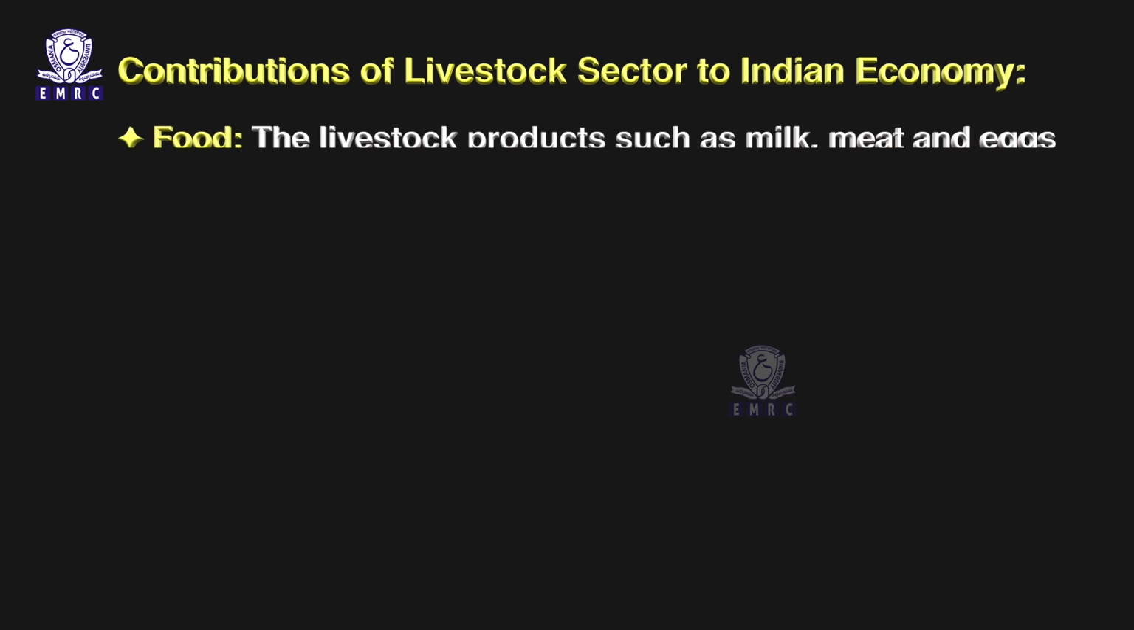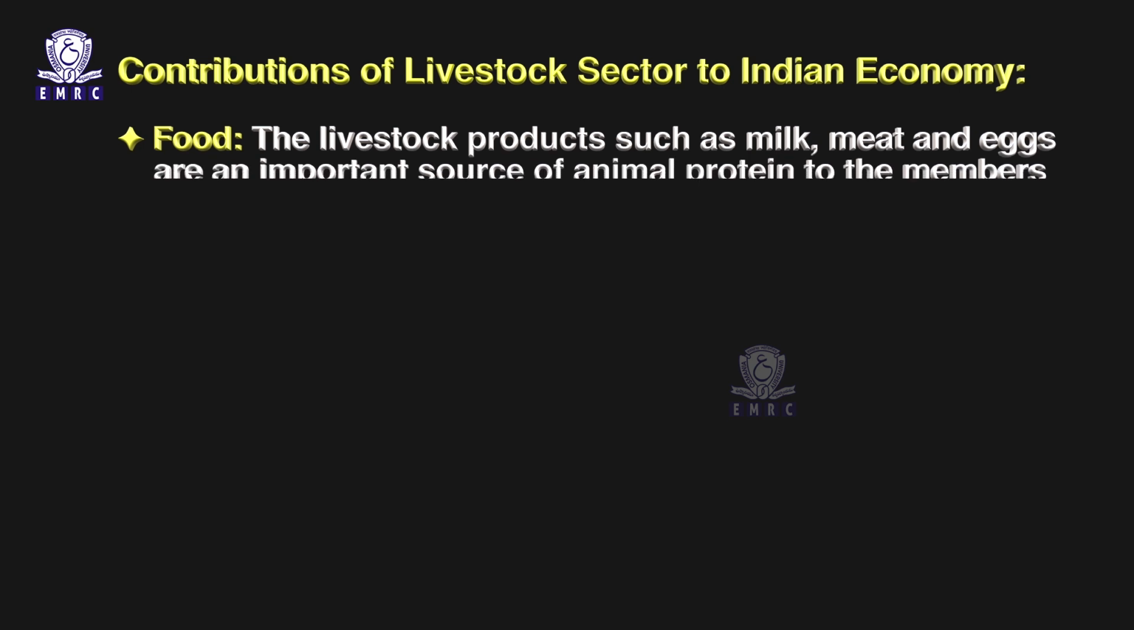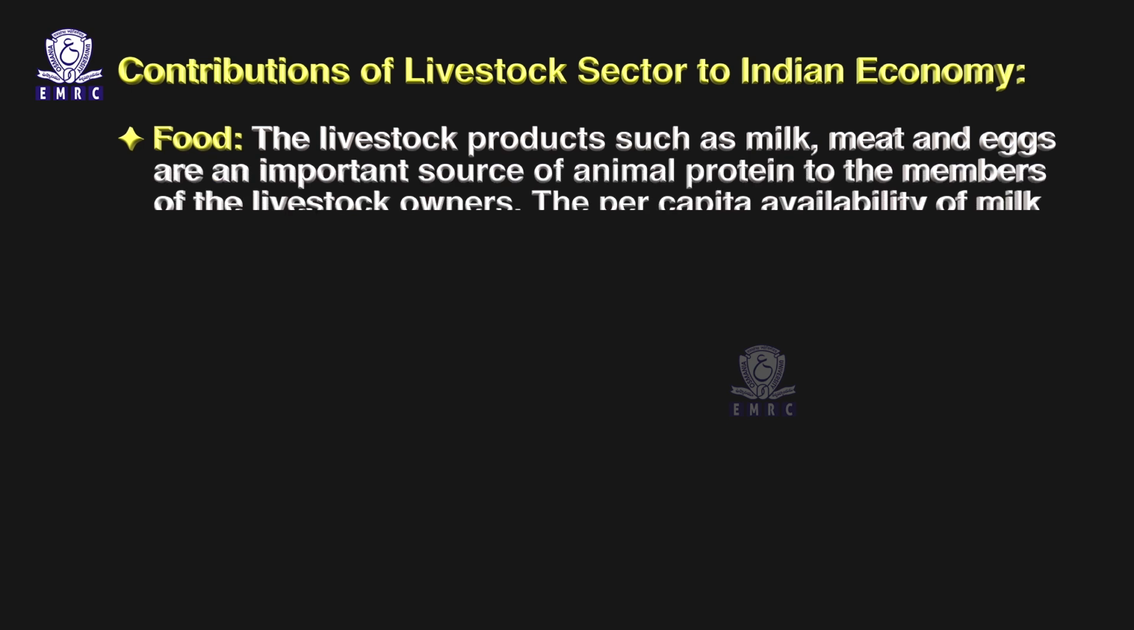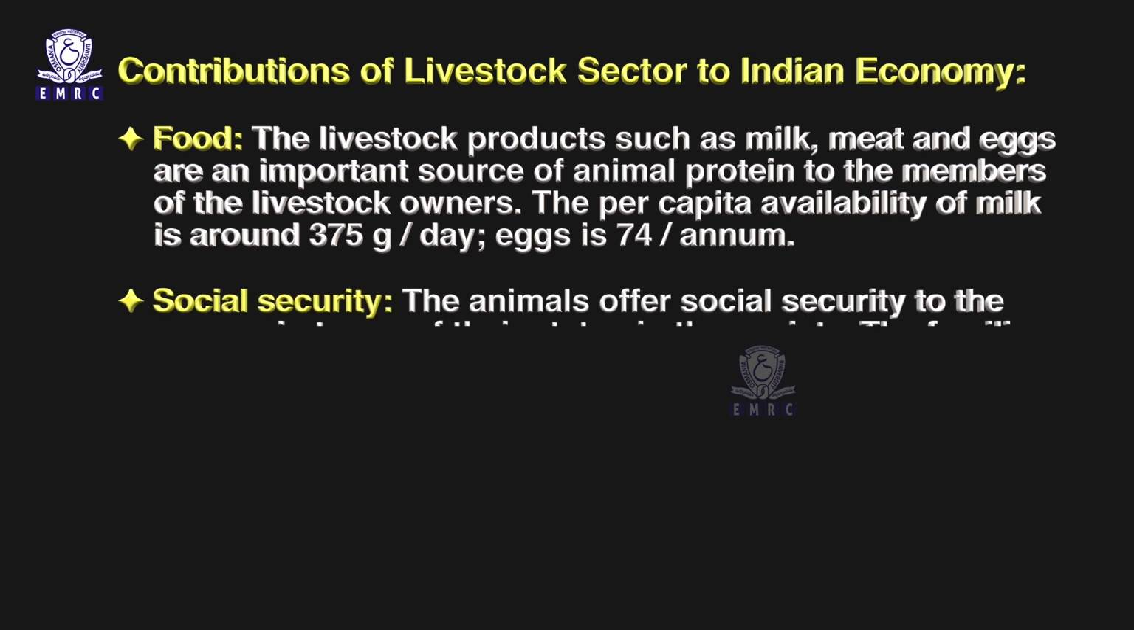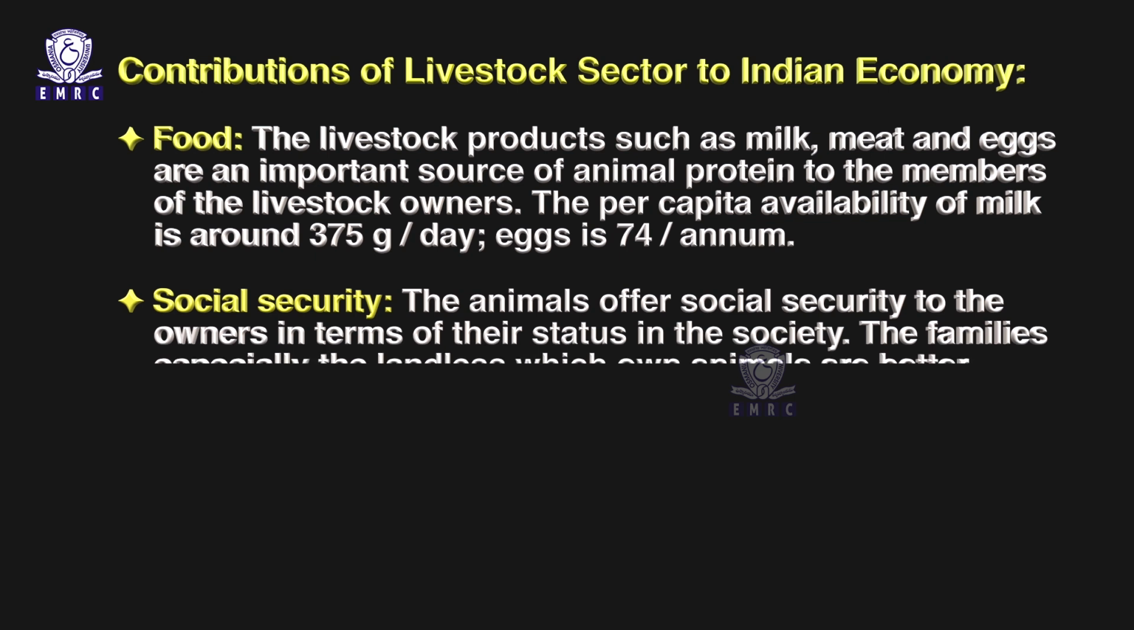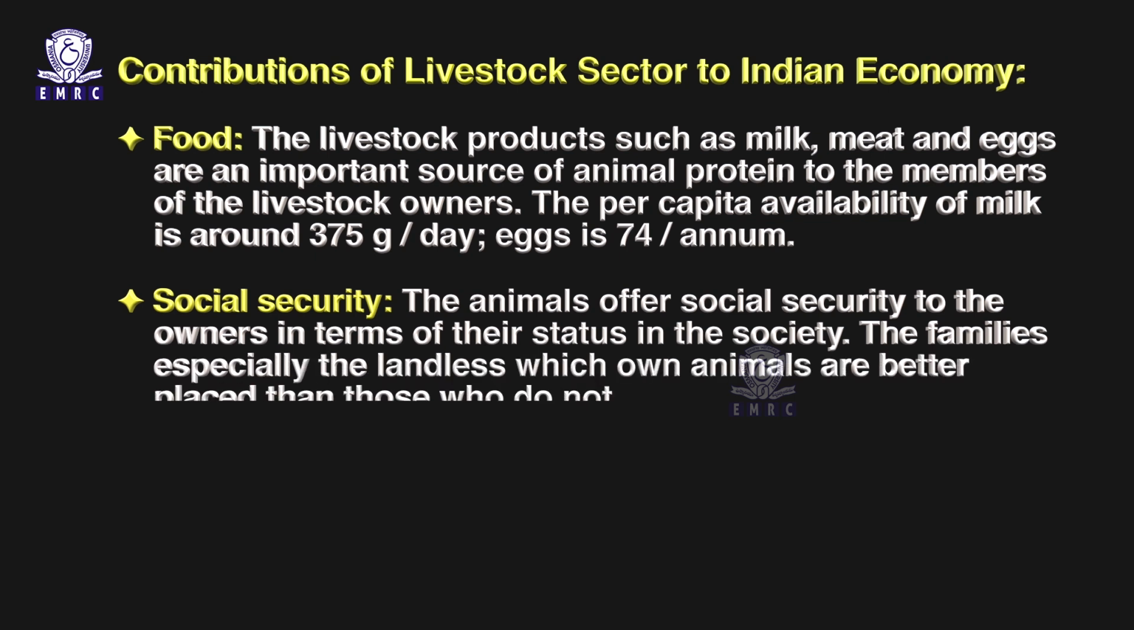Food. The livestock products such as milk, meat, eggs are an important source of animal protein to the members of the livestock owners' families. The per capita availability of milk is around 375 grams per day, and eggs is 74 per annum during 2017-18. Social security. The animals offer social security to the owners in terms of their status in society.